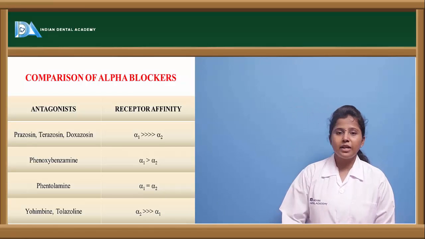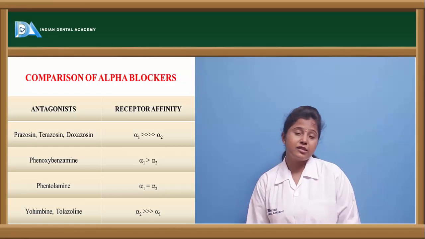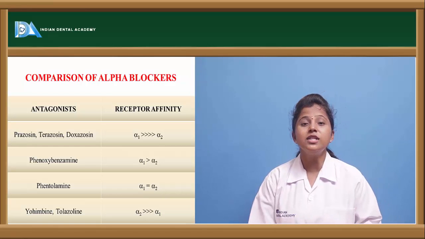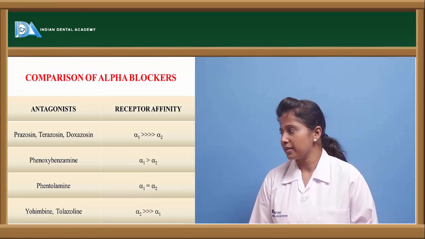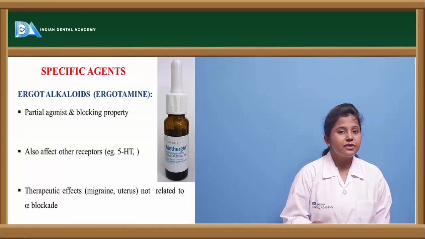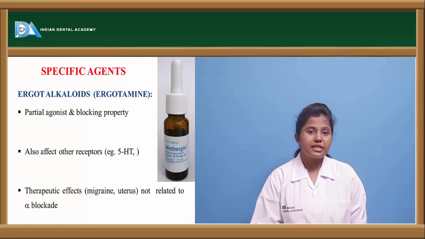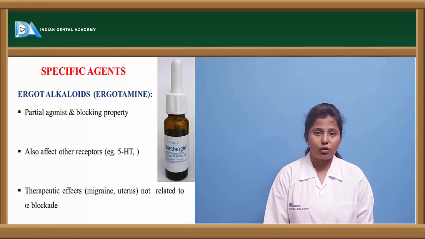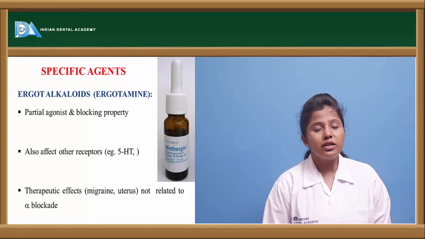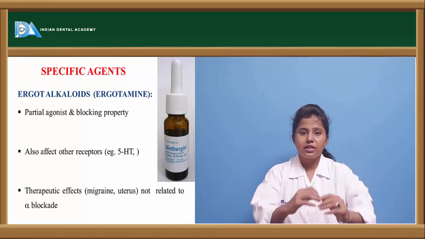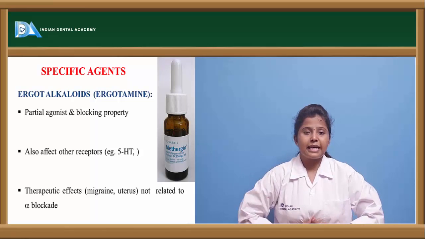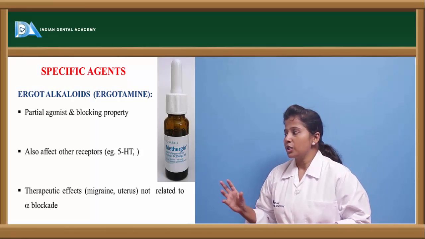If you take yohimbine and tolazoline, we categorize these drugs as alpha-2 receptor antagonists, as they have greater affinity towards alpha-2 receptors. There are other specific agents like the ergot alkaloids. These are plant-derived alkaloids, and we saw there are two drugs, ergotamine and ergotoxine.